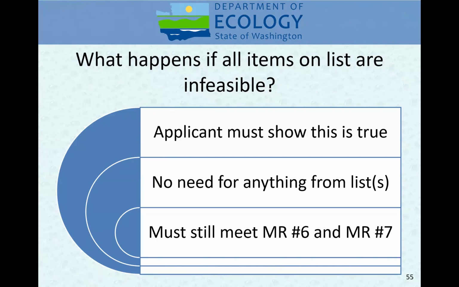And you still must meet minimum requirement 6 and 7 if you have to meet all minimum requirements. Just because you're not putting in BMPs for minimum requirement number 5 doesn't get you out of all those other ones.